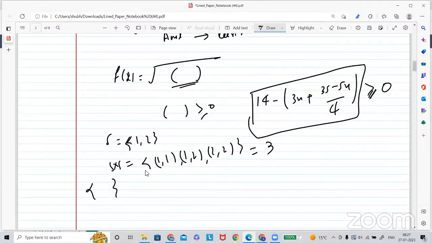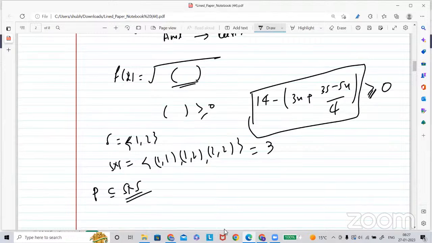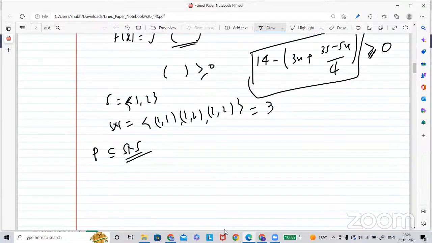Yes, it is cardinality. Count the number. Now I am taking a subset of this set, S cross S. You know that S cross S is a set, and as you know, the empty set is always a subset of every set. So that means P is going to be a subset of S cross S.